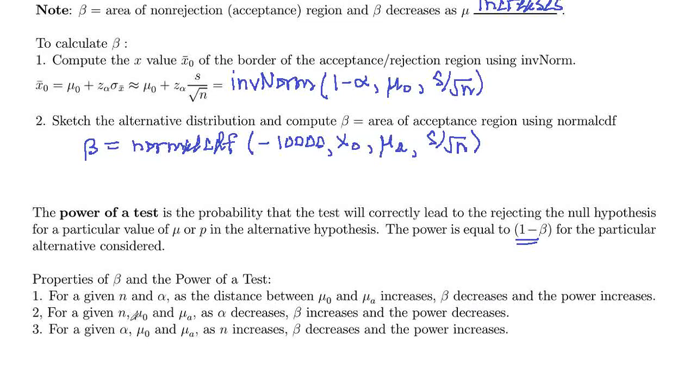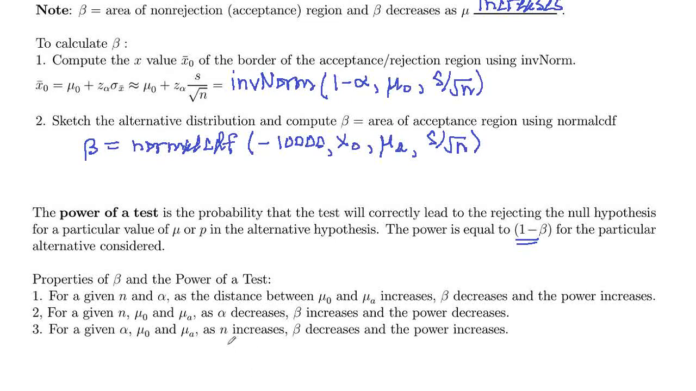For a given n, mu0 and mu a, as alpha decreases, beta increases, and then the power of the test decreases. So alpha and beta work in opposite directions.